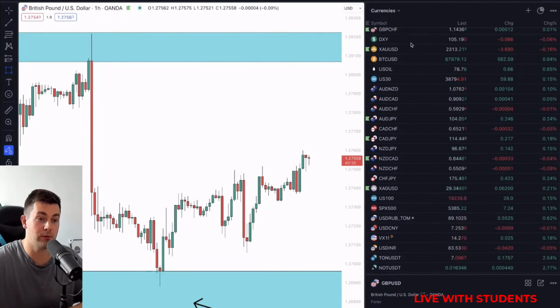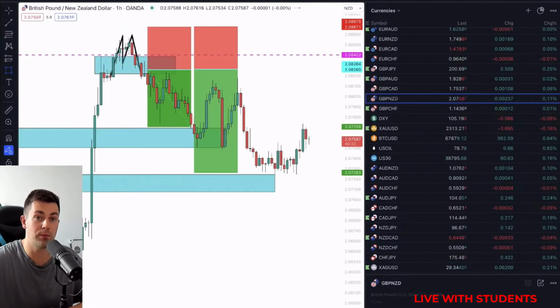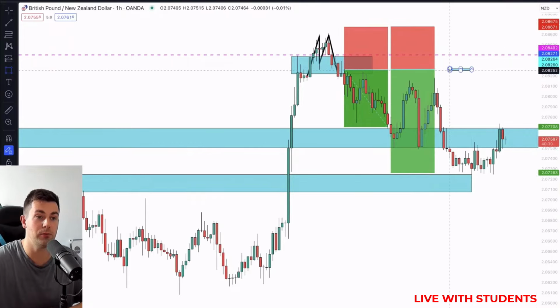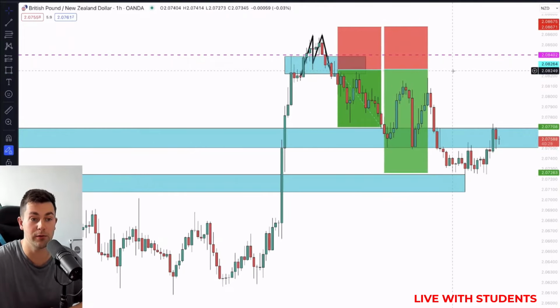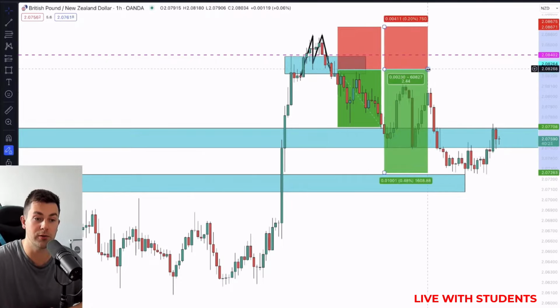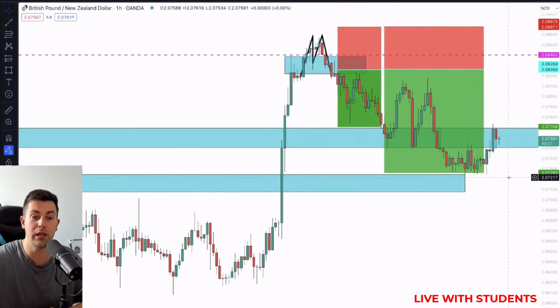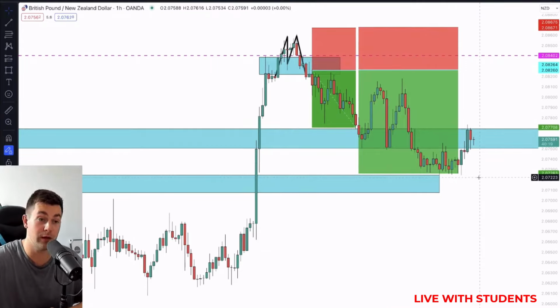As you remember, traders, we made a decision to short the pound New Zealand pair, and I'm happy to see that both targets were reached. You can see that yesterday during the New York session, the market dropped and our take profit level was reached. Now the trade is closed and I'm happy to see a nice winner here.